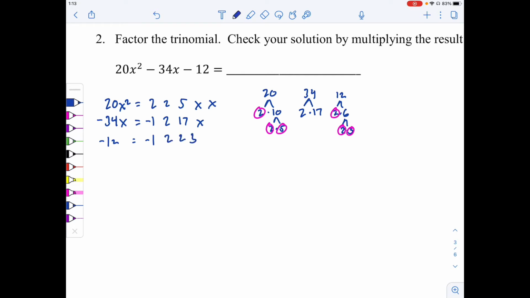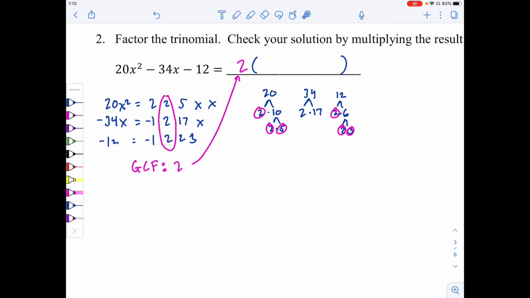2, 3. Then we look at what's common. Right, our common numbers, we have 2. And that's it. That's all in common, 2. Right, so our GCF is 2. So we're going to put that in the front as our GCF. Right, so put that there.